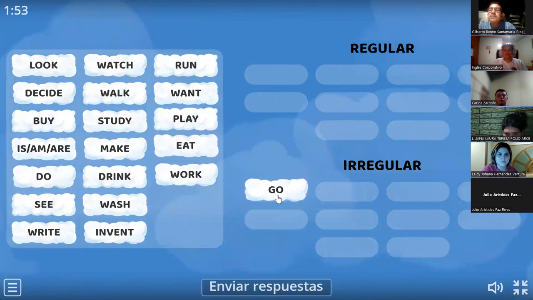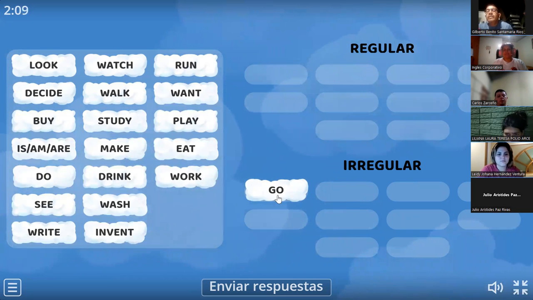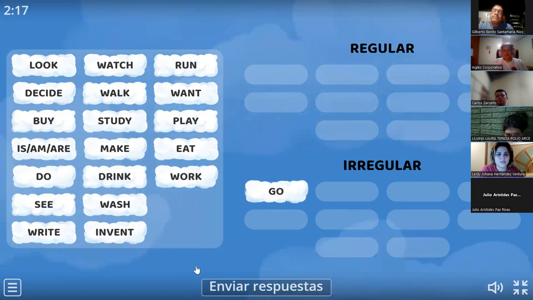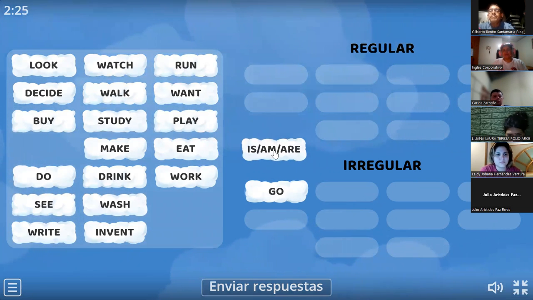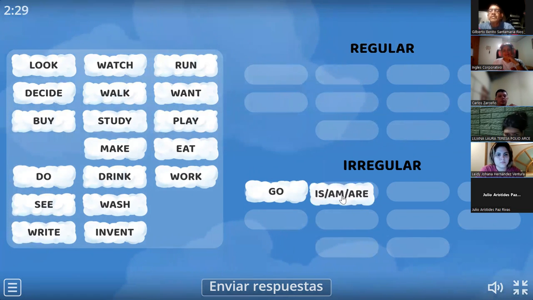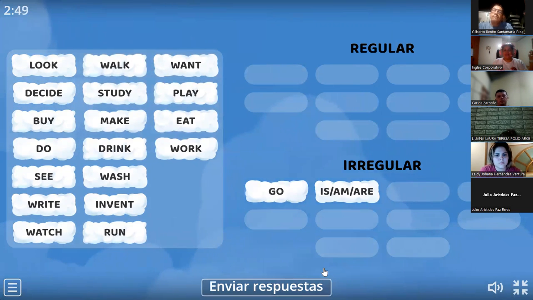Went, okay. So, is that regular or irregular? Irregular. Irregular, very good. ¿Por qué? Porque cambia totalmente el verbo, no le agregamos solo ed. Los regulares les agregamos ed cuando los convertimos en pasado, pero los irregulares, they change, okay, cambian. So the past is went. Okay, good. Carlos. Hello, teacher. Is the verb to be regular or irregular? It's irregular, teacher. Tell me the past tense of the verb to be. Was and were. Very good.